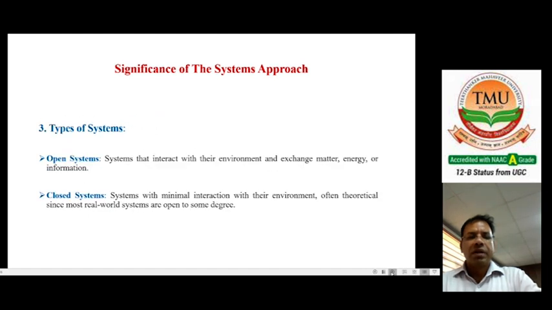The types of systems: open systems interact with their environment and exchange matter, energy, or information. Closed systems have minimal interaction with their environment, often of historical significance. Most real-world systems are open to some degree. This is a very important part.